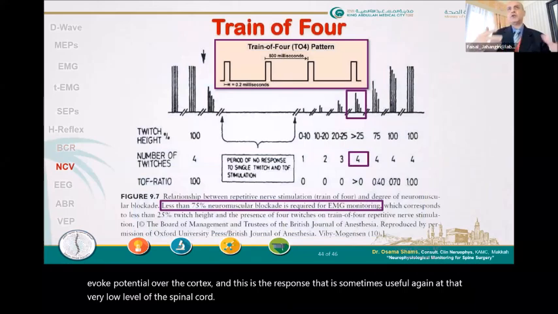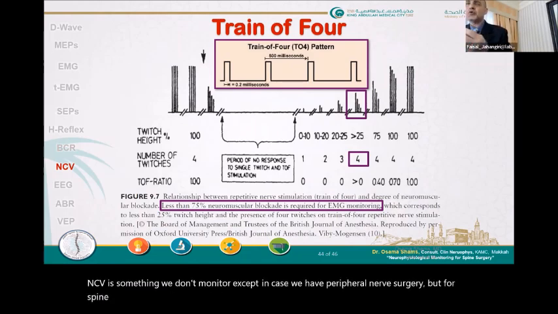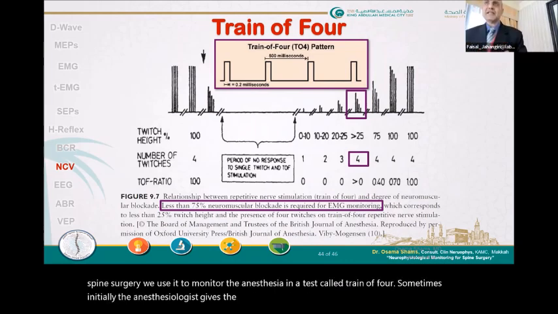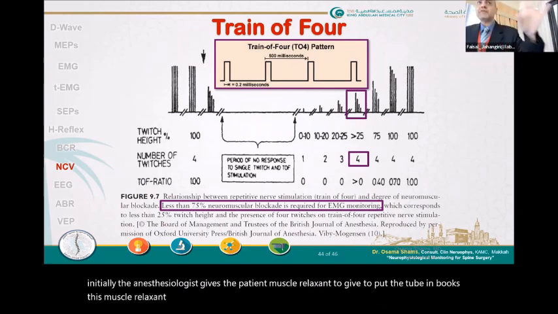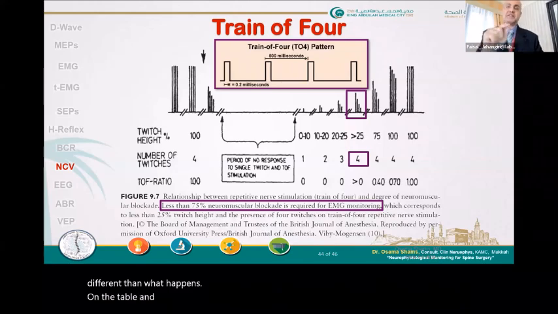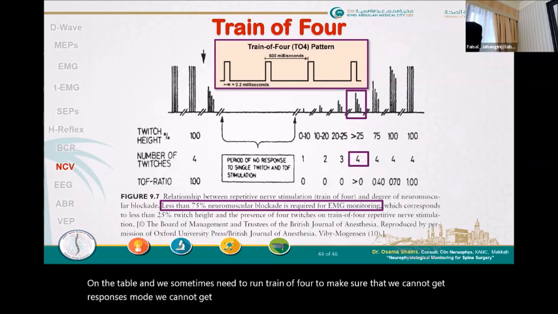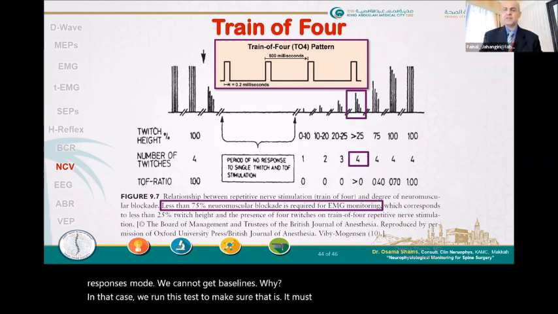NCS is something we don't monitor except in case we have peripheral nerve surgery. But for spine surgery, we use it to monitor the anesthesia in a test called train of 4. Sometimes initially the anesthesiologist gives the patient a muscle relaxant to put in the tube. In books, this muscle relaxant should go off after 15 minutes, 30 minutes. Sometimes we see that this is different from what happens on the table. And we sometimes need to run train of 4 when we cannot get responses or baselines. In that case, we run this test to make sure whether it is muscle relaxant or not, just to document and make sure.